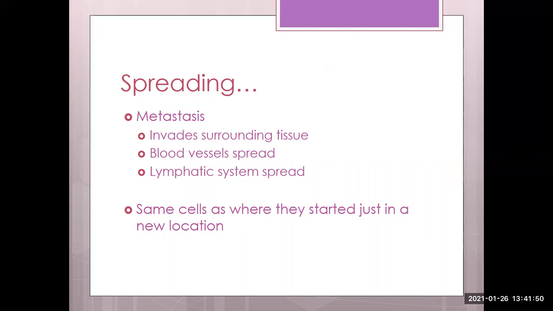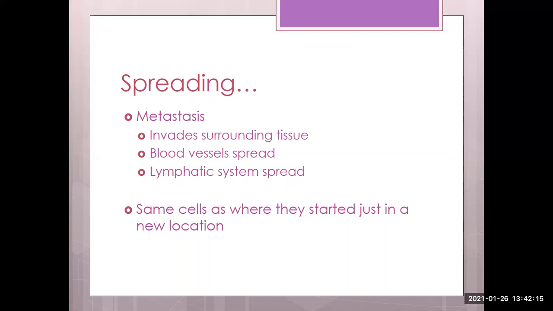Lymphatic spread occurs with tumors that are close to lymph nodes within the body. One of the big examples we'll talk about later on is breast cancer, because there are a lot of lymph nodes in the axillary area. So that's an easy mode for breast cancer to spread, as those cells get into the lymphatic system and spread to other sites within the body.